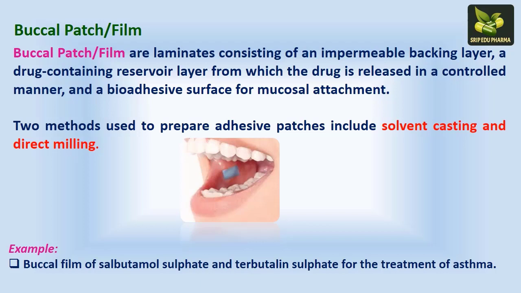Examples include isosorbide dinitrate in the form of a unidirectional erodible buccal film, developed and characterized for improving bioavailability. Then a buccal film of salbutamol sulfate and terbutaline sulfate is also there for the treatment of asthma.